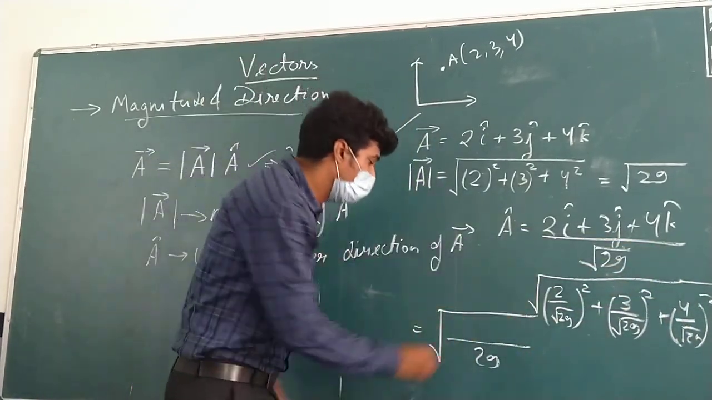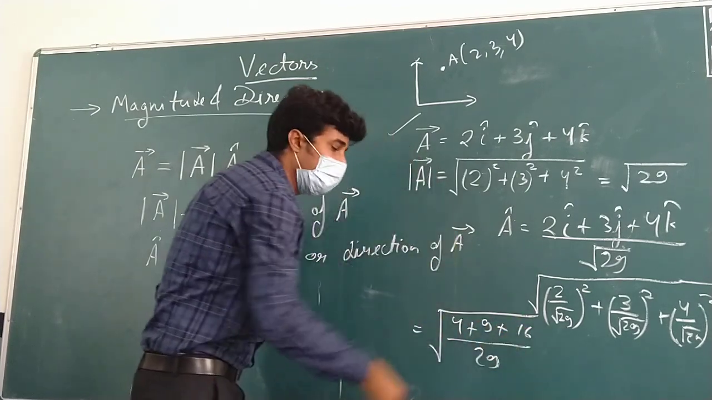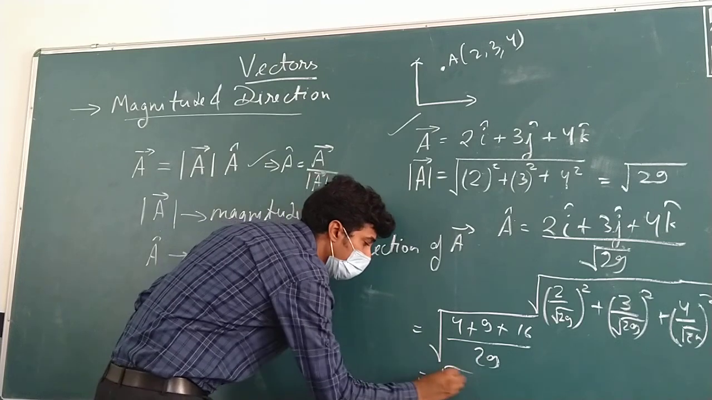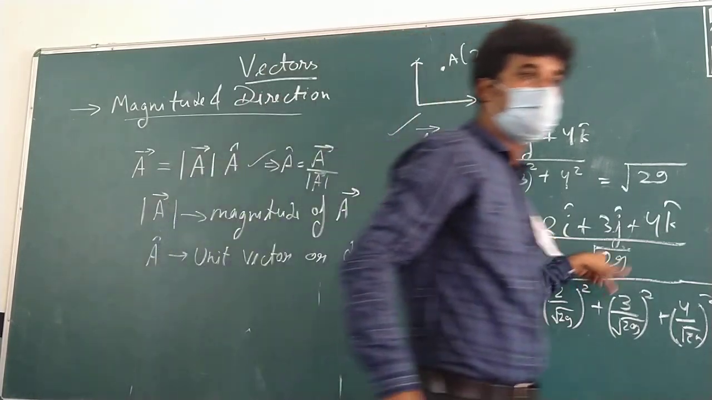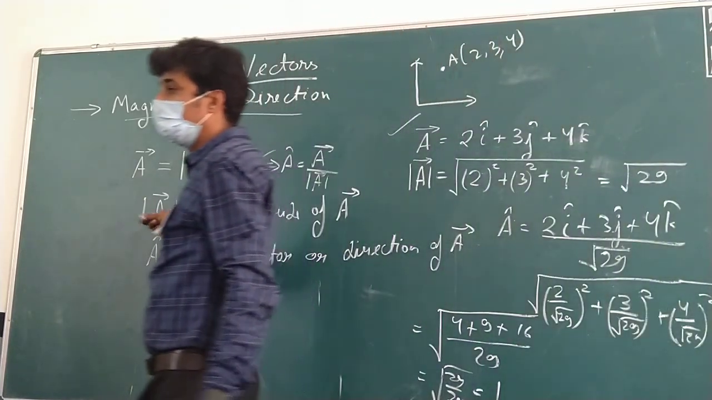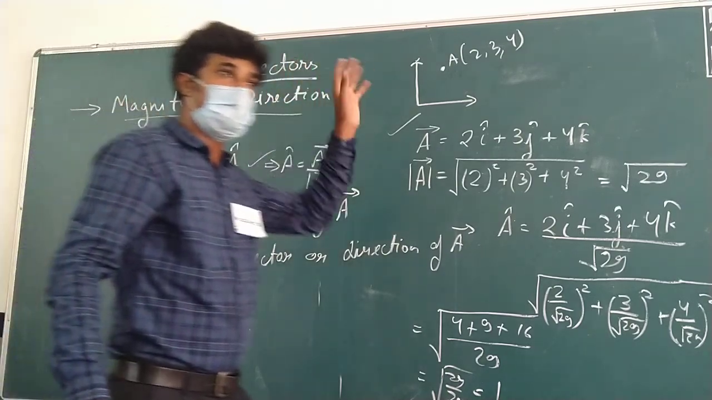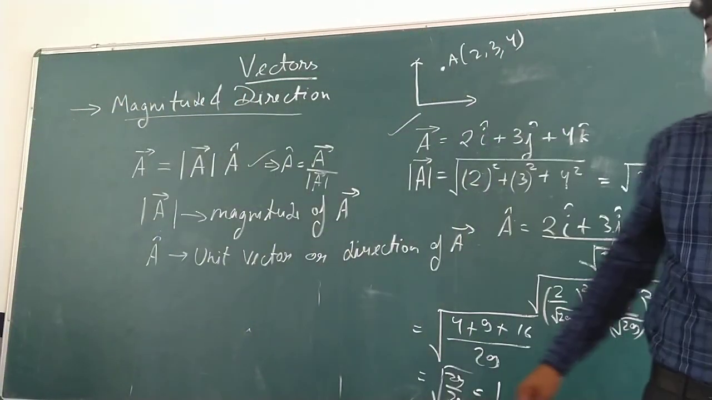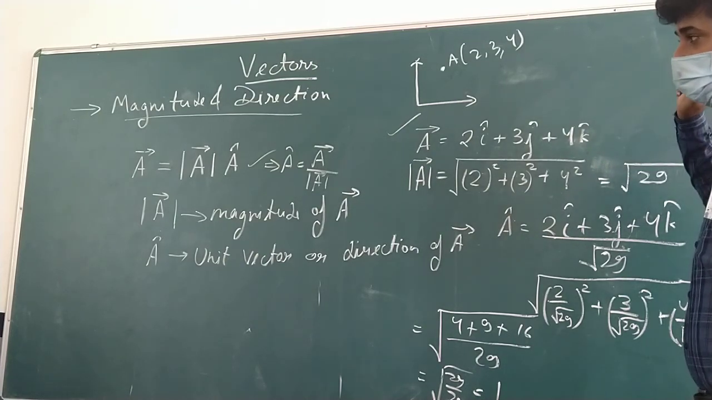Now 2 square is 4 plus 9 plus 16, what does the numerator come to? 29 under root upon 29. That is 1. Magnitude. What is the magnitude of this vector? 1. Yes or no? So this will be considered as what? Unit vector. Direction of vector A. Yes or no? Any doubts? I cap, J cap, K cap is cleared in everyone's mind? Yes, sir. Okay, this was vector.